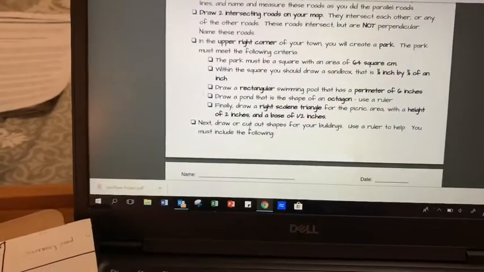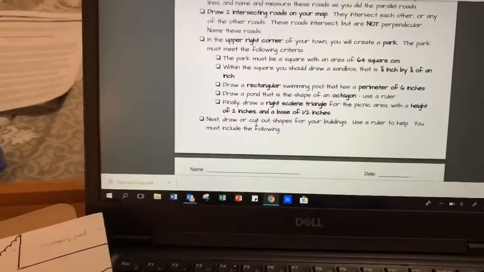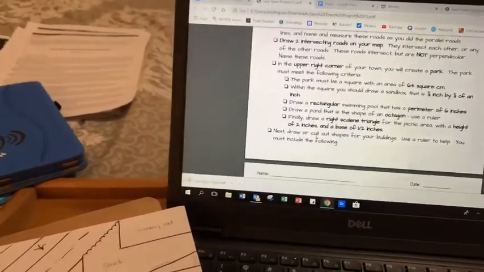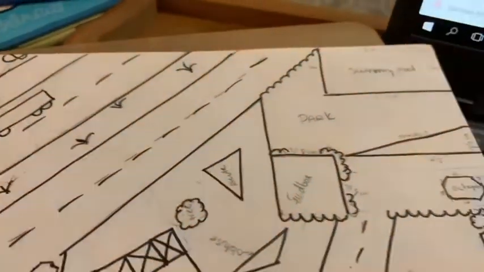Inside the park, you're also required to draw a sandbox that is 7/8 by 7/8 of an inch. That's your length and your width. And here you can see my sandbox.